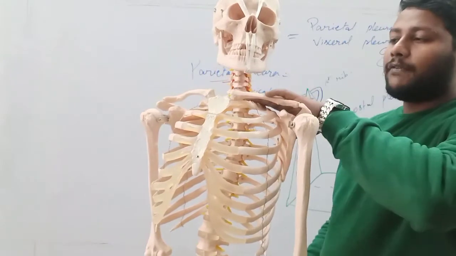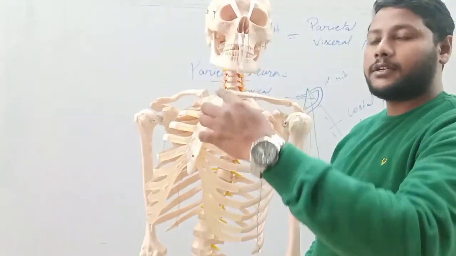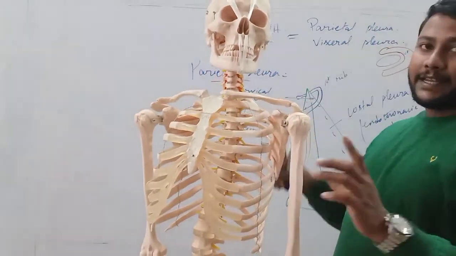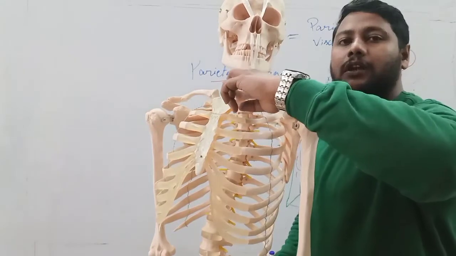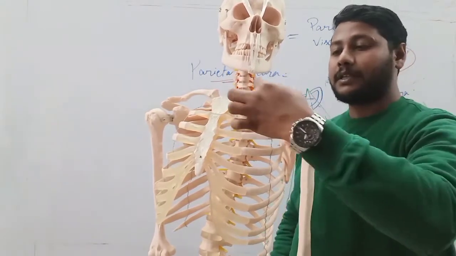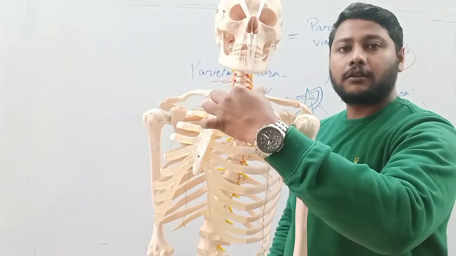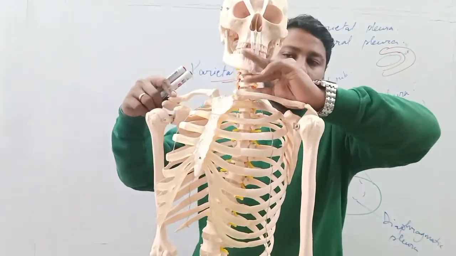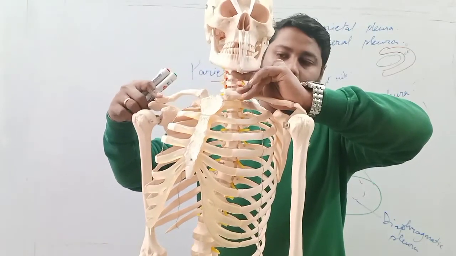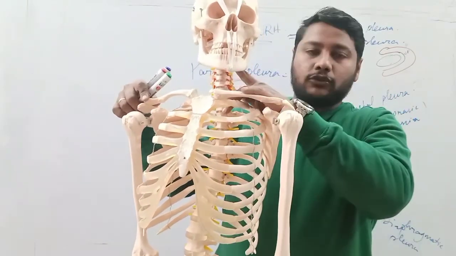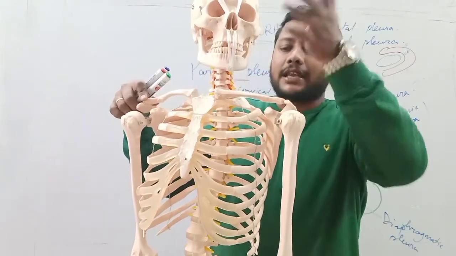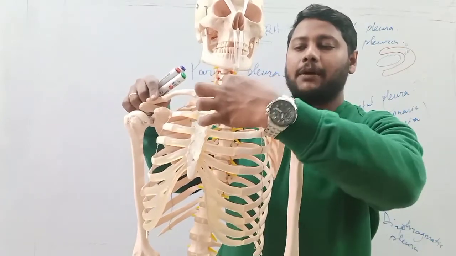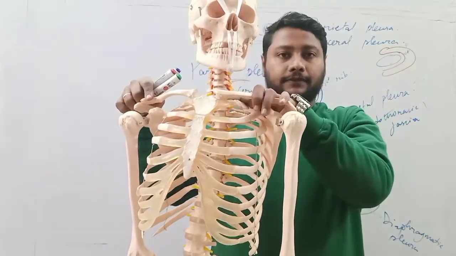It extends into the neck 5 centimeters above the first costal cartilage. This is the first costal cartilage. So the cervical pleura extends 5 centimeters above the costal cartilage, roughly 2.5 centimeters above the middle 1/3 of the bone, that is the clavicle. So it is present somewhere over here. The cervical pleura extends into the neck 5 centimeters above the first costal cartilage and 2.5 centimeters above the middle 1/3 of the clavicle.